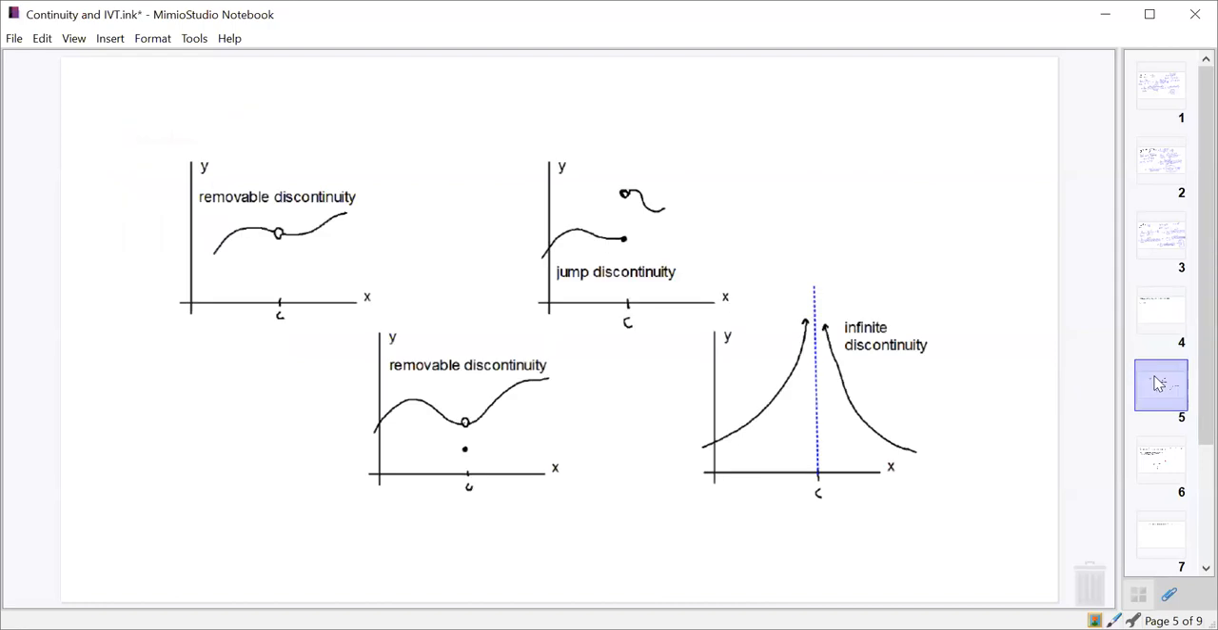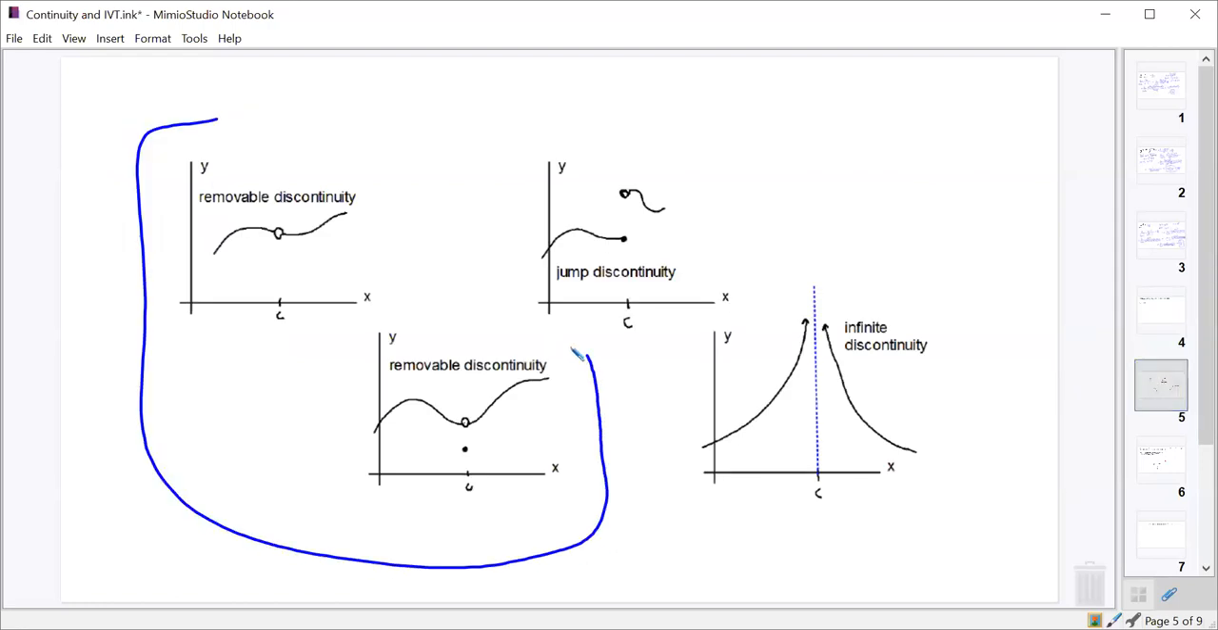So our three different types are removable, of which there are two different types, jump, and infinite discontinuity. Removable discontinuity just means there's a hole in the graph. Whether we have a defined value for that point elsewhere doesn't really matter. It's still a removable discontinuity. A jump discontinuity is where we're going along and then all of a sudden we stop and jump up to some other point and then continue from there. And an infinite discontinuity is when we have a vertical asymptote.